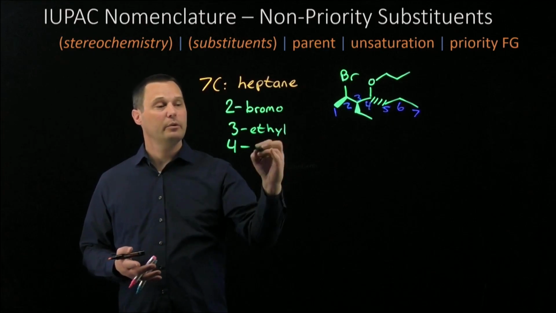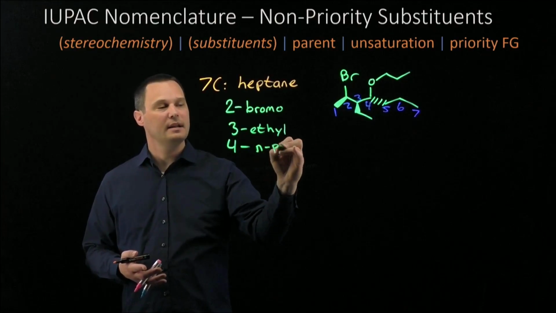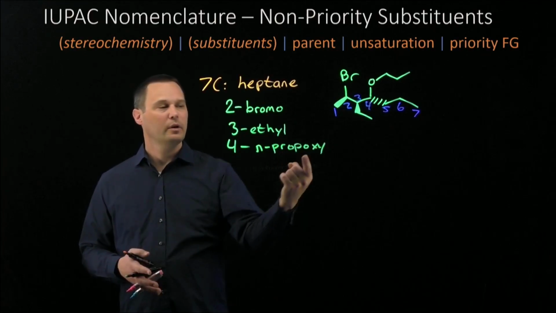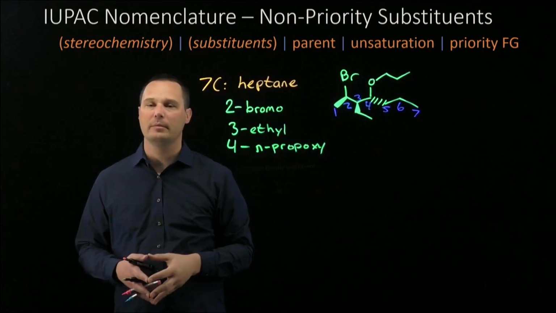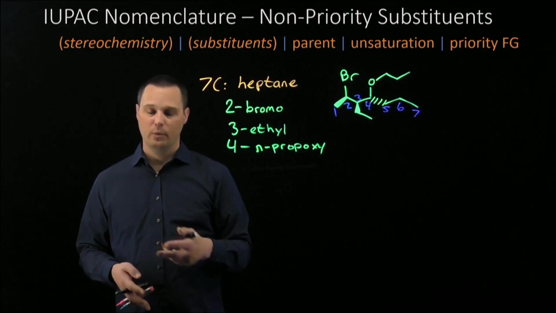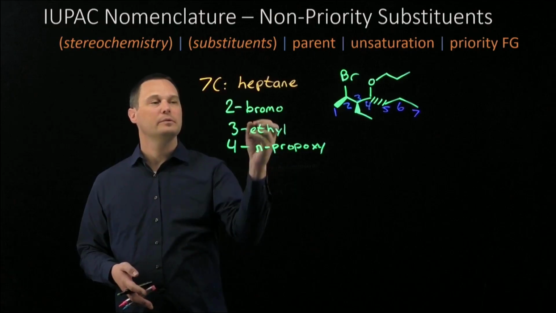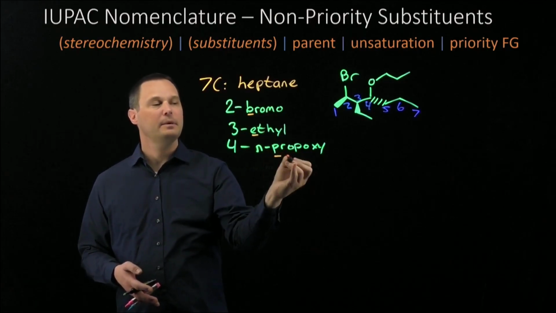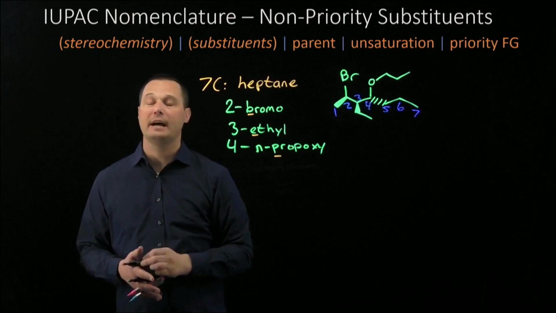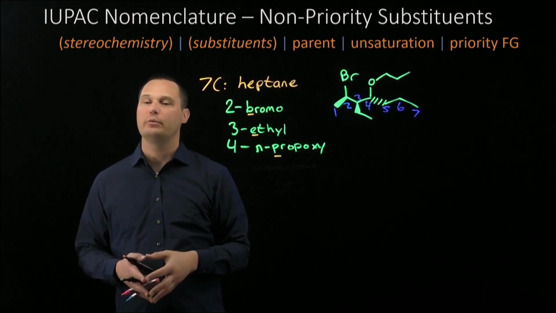So as an ether, we would drop the yl and we would name it as an n-propoxy substituent, where the oxy syllable tells us it's an ether fragment rather than a hydrocarbon fragment. Now we're ready to build the name. We list the substituents in alphabetical order, so we'll alphabetize based on the B of bromo, the E for ethyl, and the P for propoxy. We do not alphabetize by n, s, or t substituent prefixes.